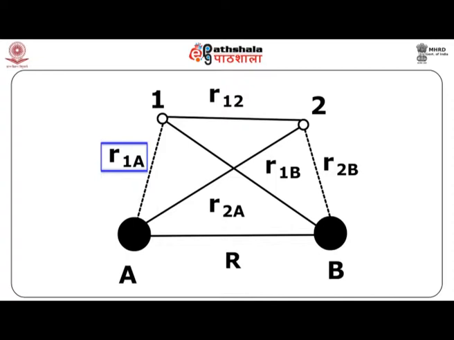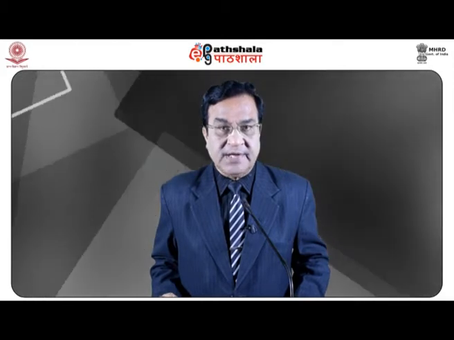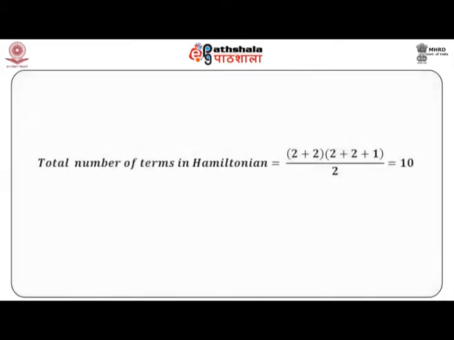R1A, as you can see in this diagram, is the distance between electron 1 and nucleus A, whereas R1B is the distance between electron 1 and nucleus B. Similarly, R2B is the distance between electron 2 and nucleus B, and R2A is the distance between electron 2 and nucleus A. Since it contains two nuclei and two electrons, the total number of terms in the Hamiltonian of the hydrogen molecule will be as shown here, and we have already talked about the formula for this.